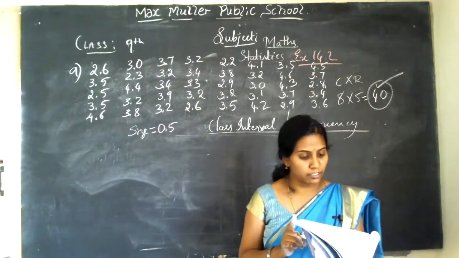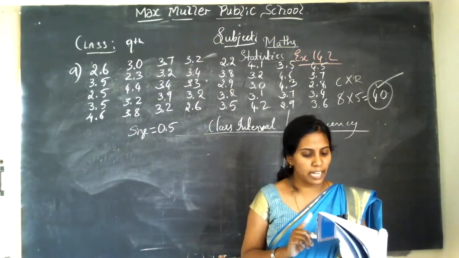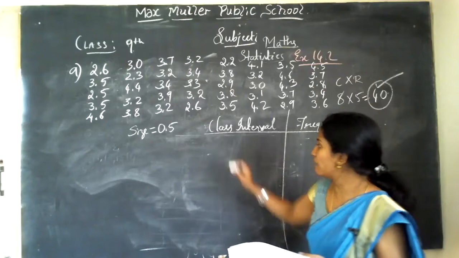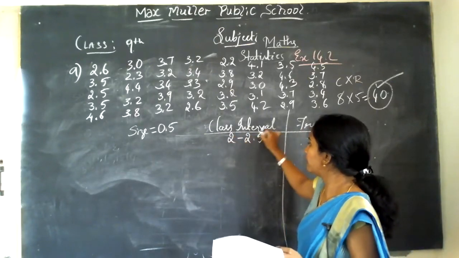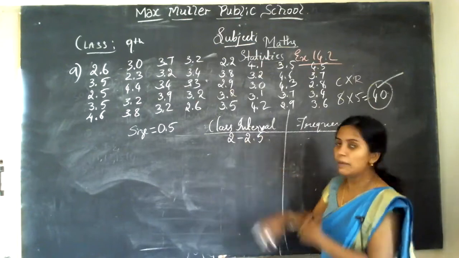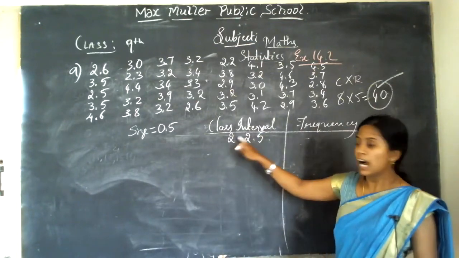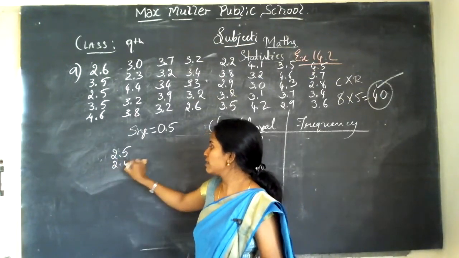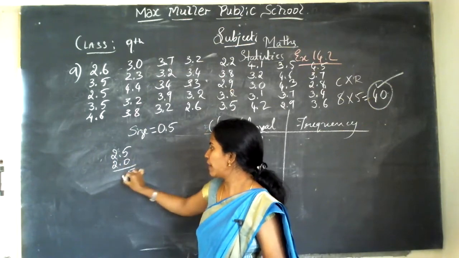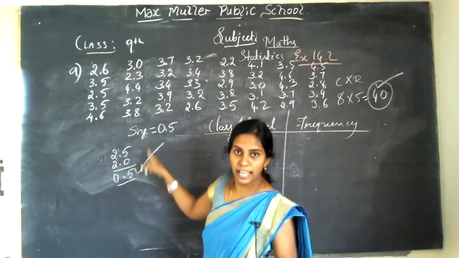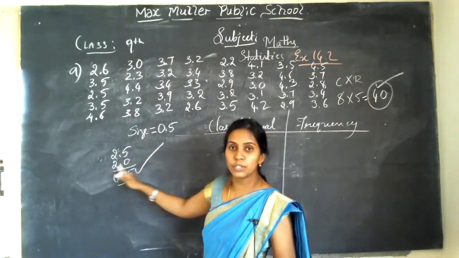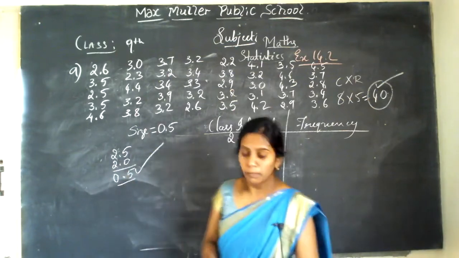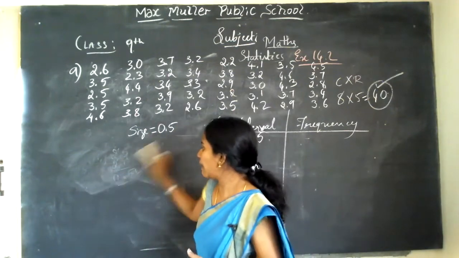The class interval size is 0.5. Starting from the interval, you have to start from 2 to 2.5. Observe here, the lower limit is 2, the upper limit is 2.5. When you subtract 2.5 and 2.0, what do you get? 5 minus 0, 5. So you get 0.5, which is the size or the width, isn't it? So when you subtract the lower limit from the upper limit, you have to get 0.5.